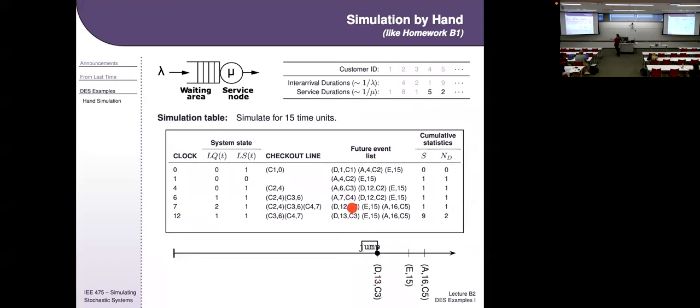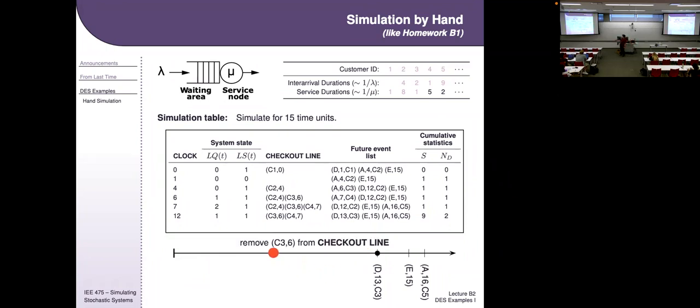The next event is the departure of C3. So we increase the number of departures. We look at their response times, 13 minus 6. I always hate to do math in public, but I think that's 7. If we think about customer 3, they only took 1 when they actually got to the cashier, but they had to wait that extra 6. That's the delay. So we add that to the response time here. So 9 plus 7 gives us our 16.